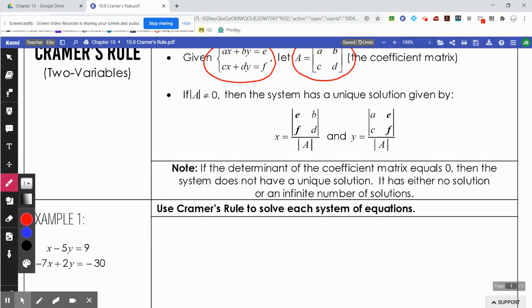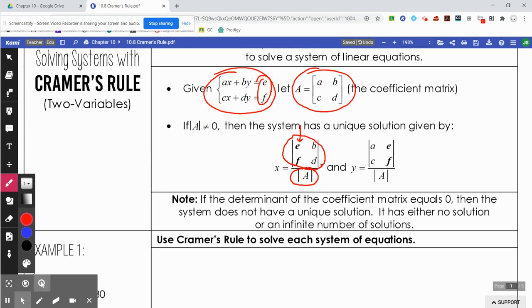Now, I do want to point out, here's how we're going to find it. To find our x value of our system, you've got the determinant of the coefficient matrix on bottom. And on top, you have the determinant of the coefficient matrix with one exception. The x column has been replaced with these two numbers. And then to solve for y, you have the determinant of your coefficient matrix on bottom, but the y column on top has been replaced with these two numbers.